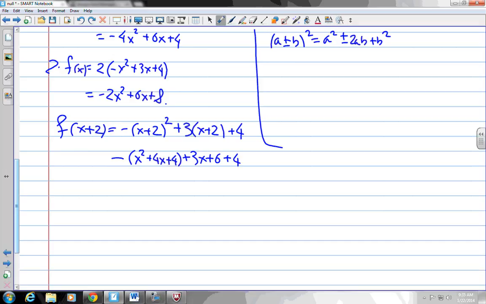So if I keep simplifying this, negative x squared minus 4x minus 4 plus 3x plus 6 plus 4. So the 4's cancel. So what do we end up with? Negative x squared minus x plus 6. We'll actually end up with the same shape, just shifted 2 units to the left. That's what this will do. It will shift the graph to the left. We'll talk about this again later.